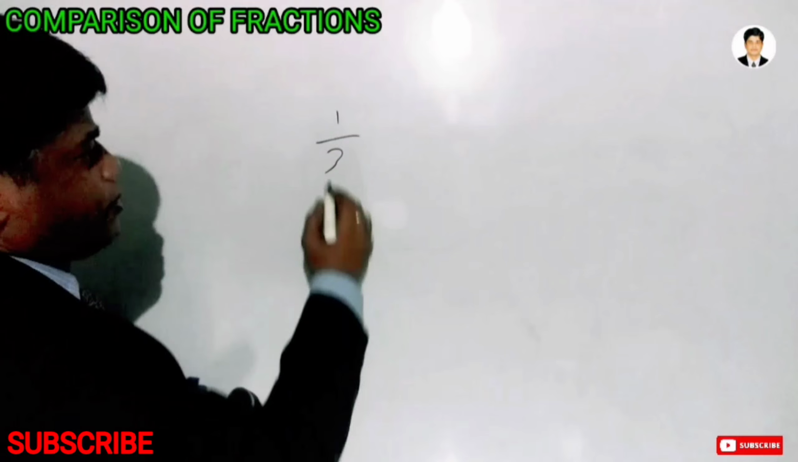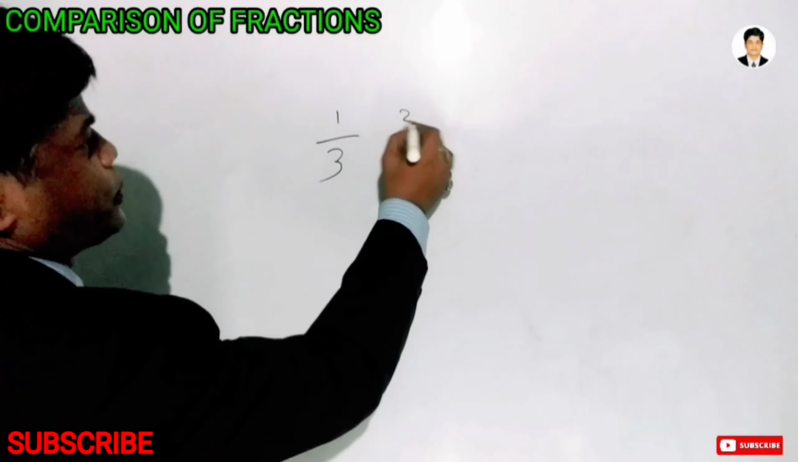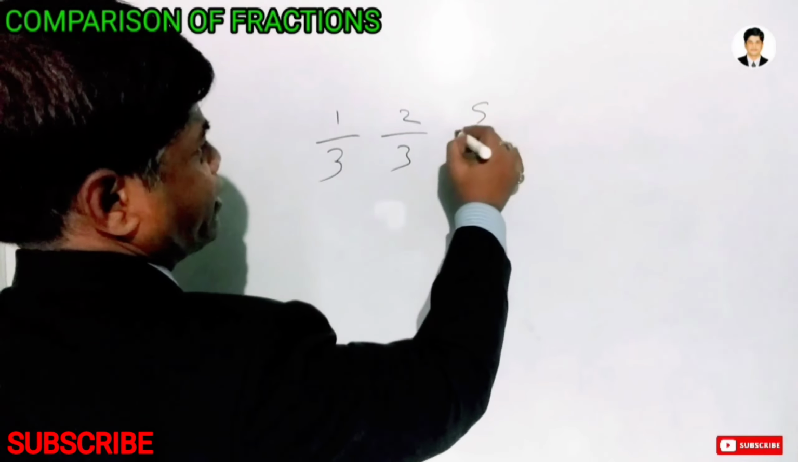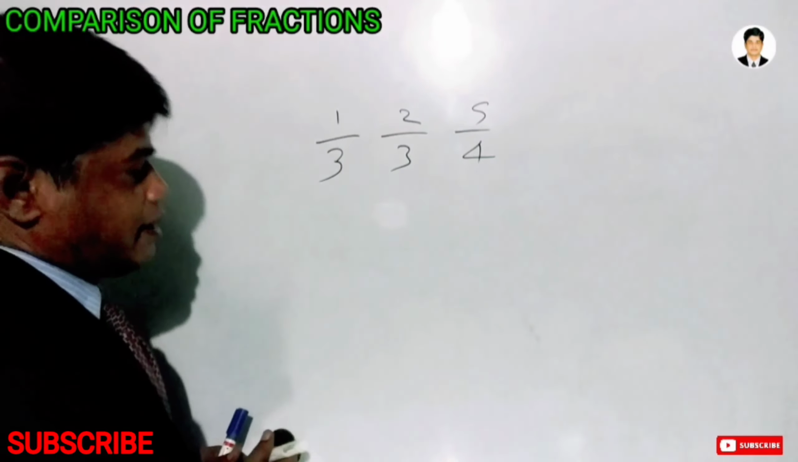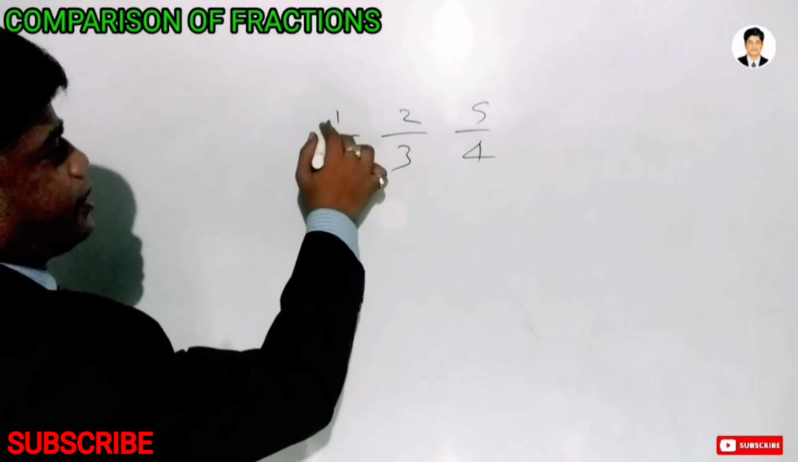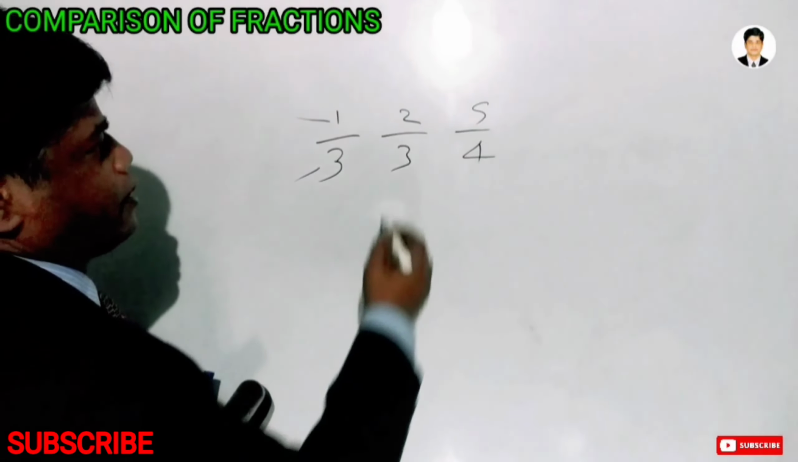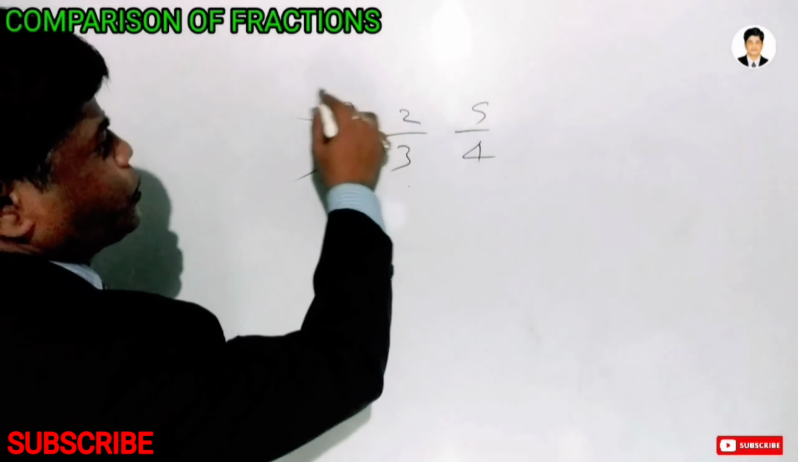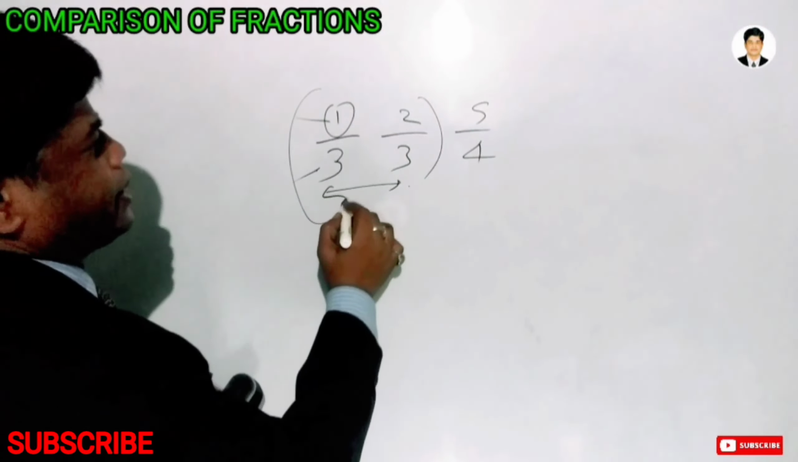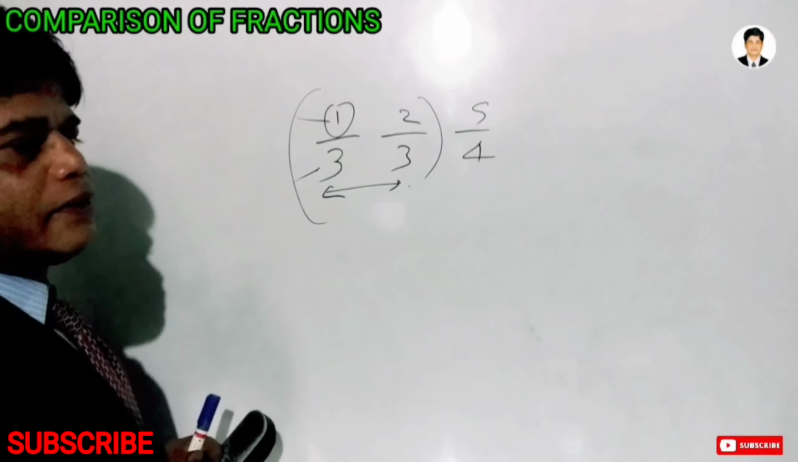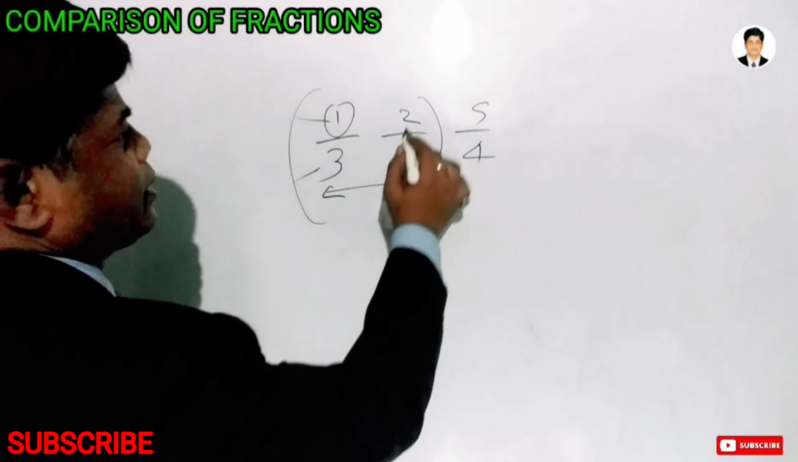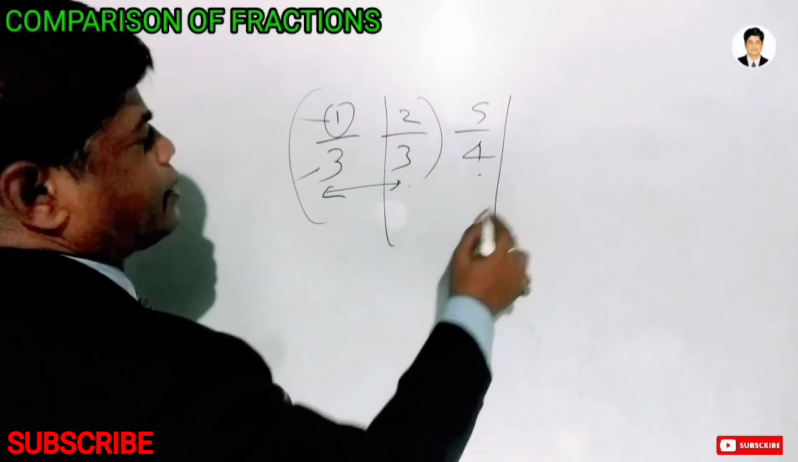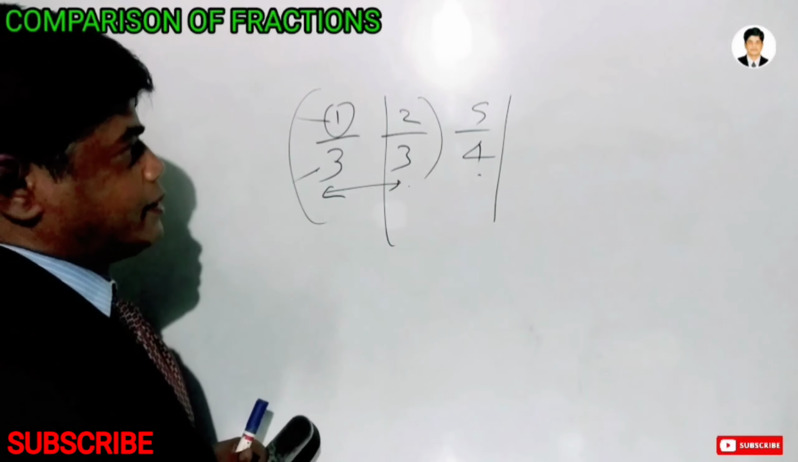1 by 3 is also a fraction, 2 by 3 is also a fraction, 5 by 4 is a fraction. Fractions are written like this. This is the numerator, this is the denominator. If the denominator of two fractions is the same, then these are called like fractions. If the denominator is not the same, then these are called unlike fractions.